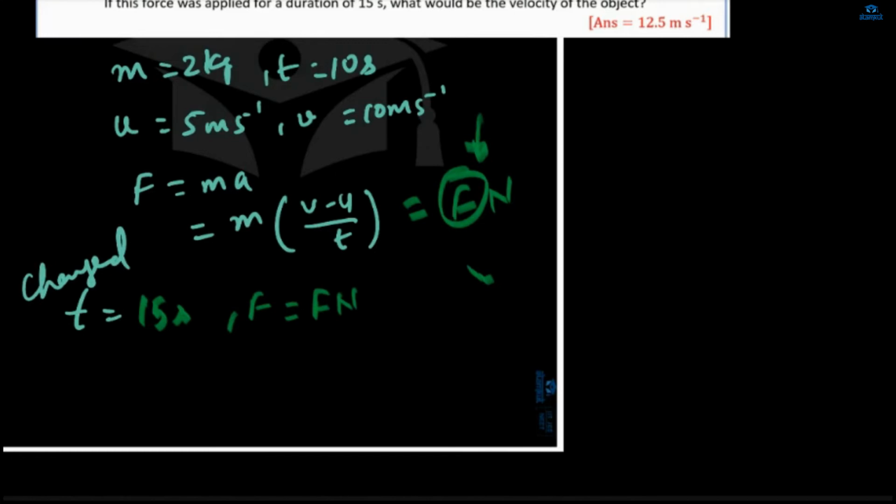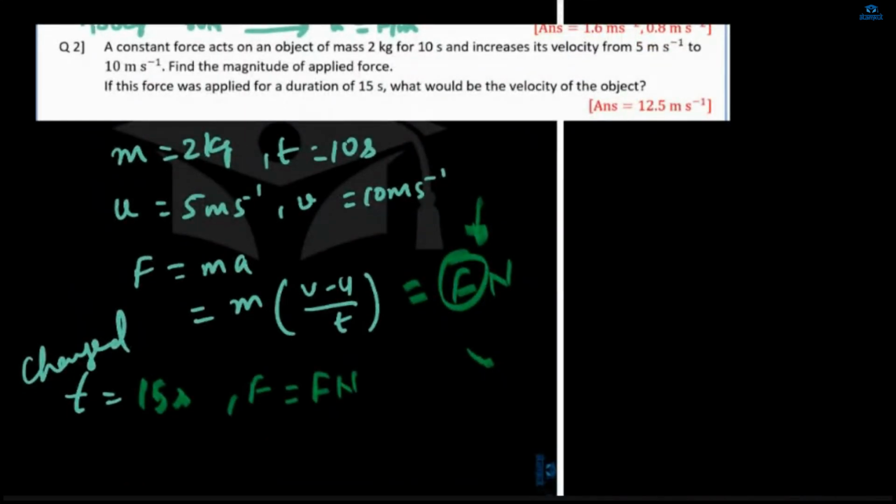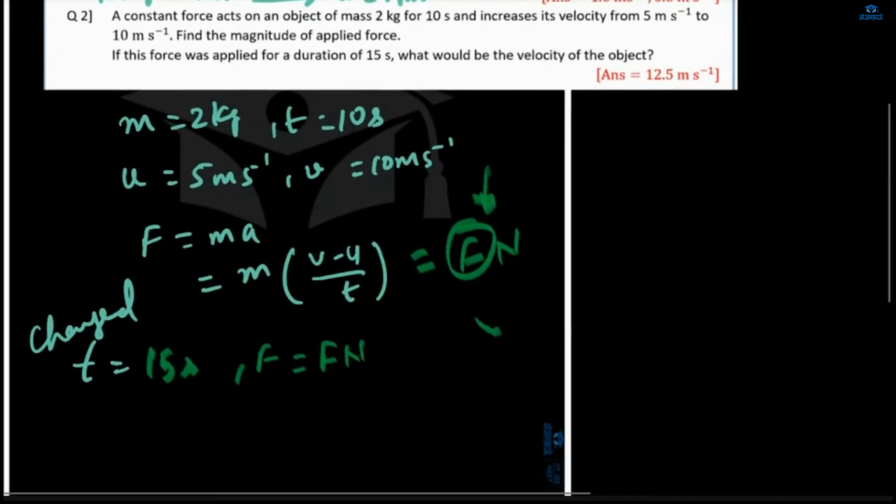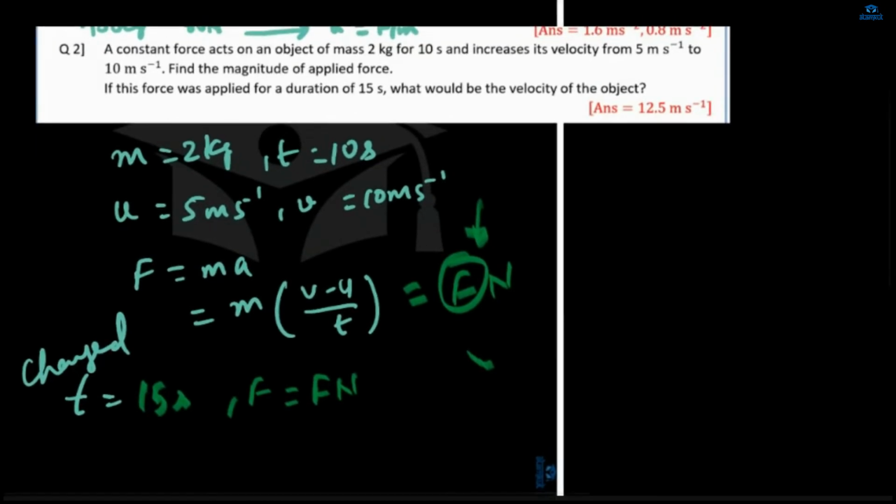Now what it's asking is the velocity of the object. In the starting, u was 5 meter per second. Now the time has changed from 10 seconds to 15 seconds. Only we have to change the time. Now we have to find v. We do not know v, because it's not given what velocity it has attained.